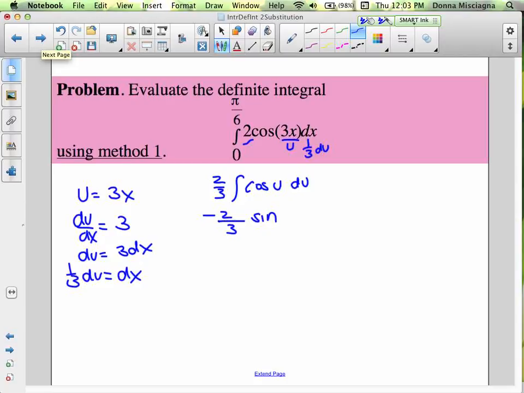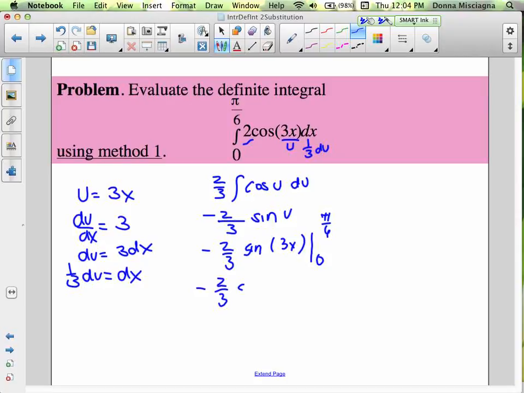Sine u, and now we need to substitute back. So the u is 3x. So we have negative 2/3 sine 3x. And we're evaluating that from 0 to pi/6. So we'll plug that pi/6 in to 0. You went low to high. That's where you usually go.